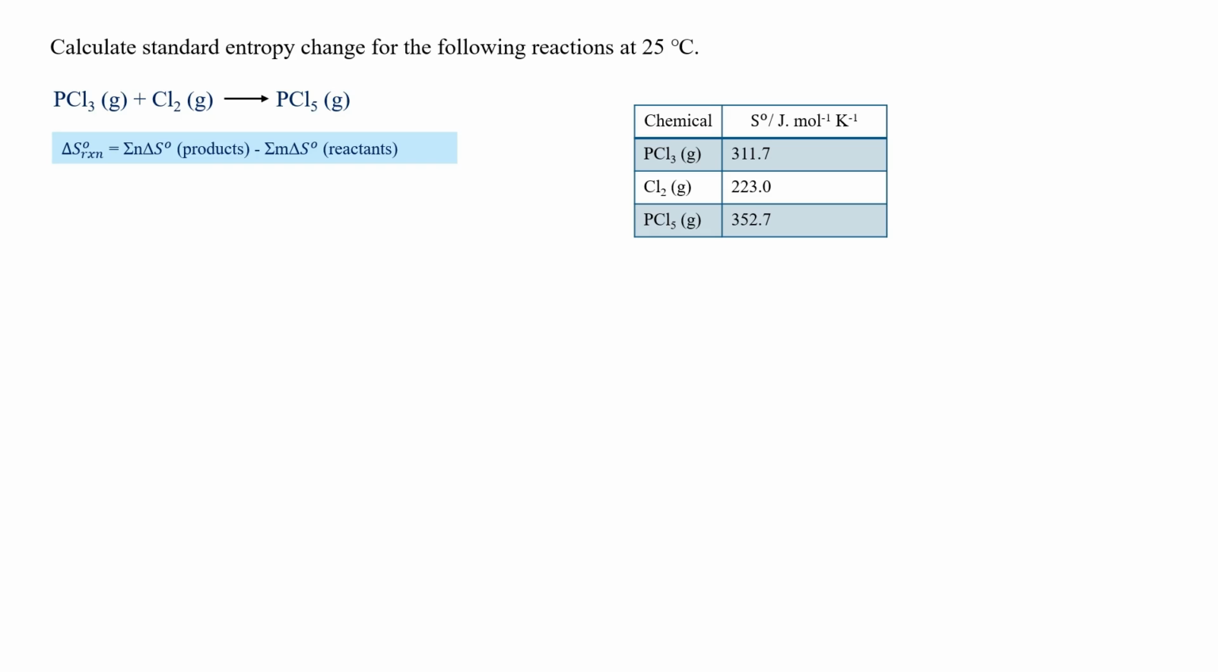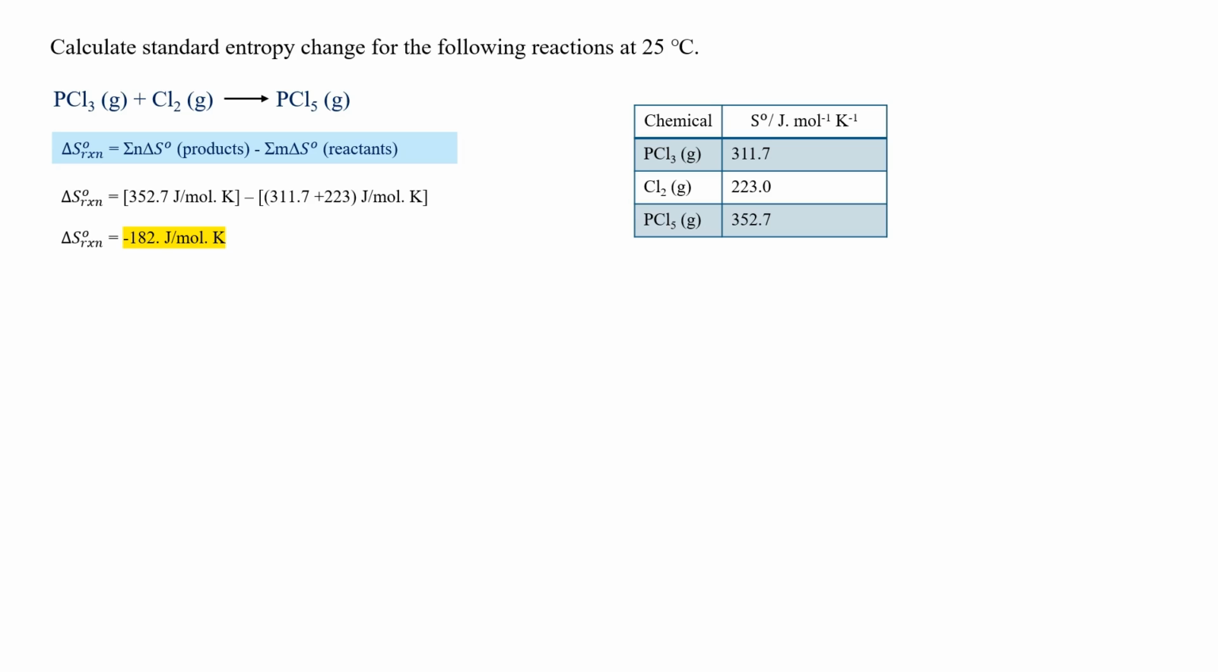Now the equation is delta S naught rxn, that is the standard entropy change for this reaction. Rxn is reaction, and it is equal to the sum of all the standard entropy values of the products minus the sum of the standard entropy values of the reactants. If we apply the values, 1 mole of PCl5, the PCl5 value is 352.7 minus, there are two reactants, PCl3 311.7 plus Cl2 223.0. After you solve this, you can see the value is negative 182.0 joules per mole per Kelvin.